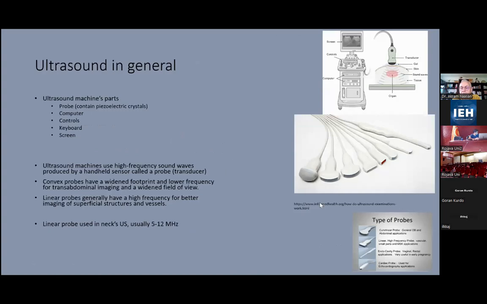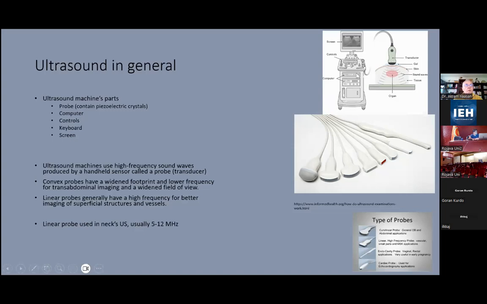Ultrasound in general, the machine is composed of a computer, a keyboard, a control board, a screen, and a probe. The probe is also called a transducer. Between the probe and the skin of the patient, we put gel. It will help the transporting of the ultrasound waves into the body.